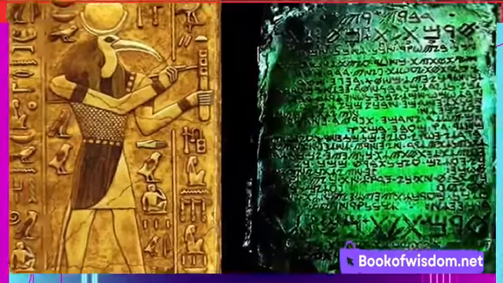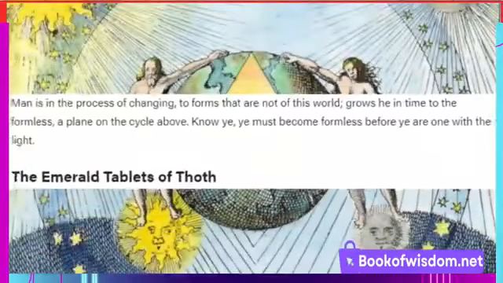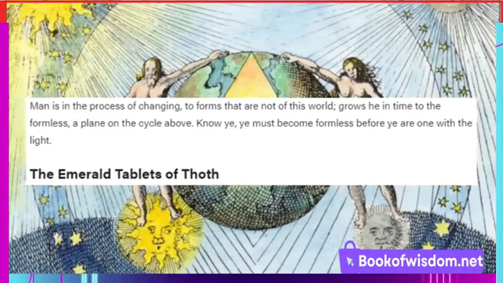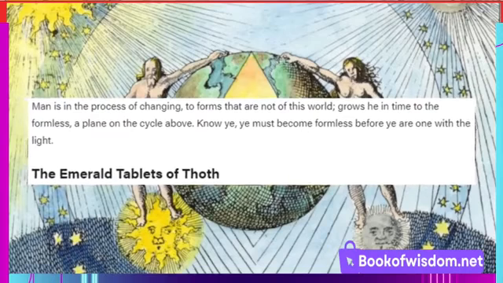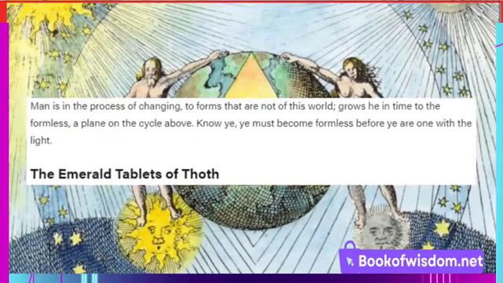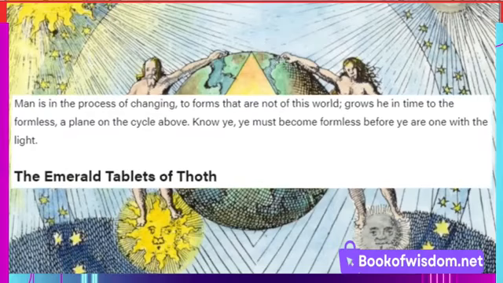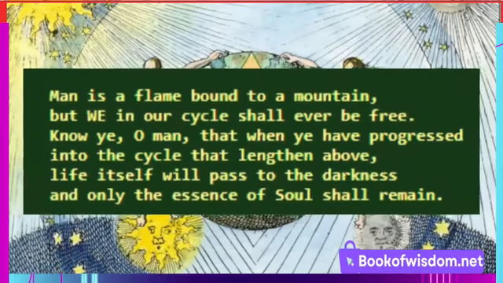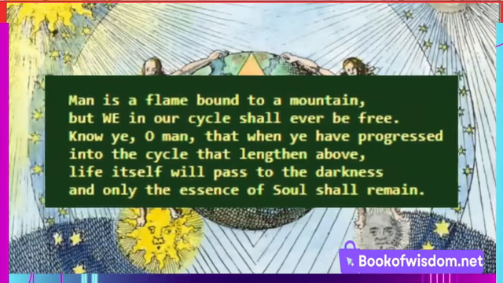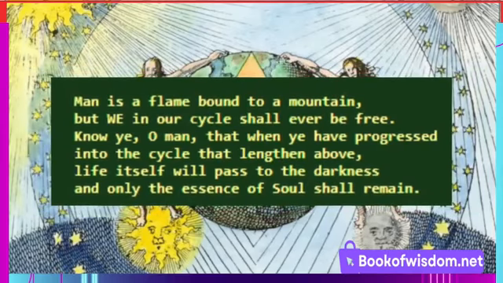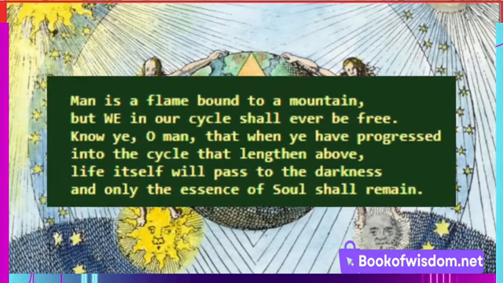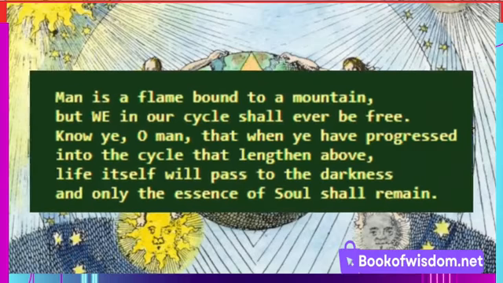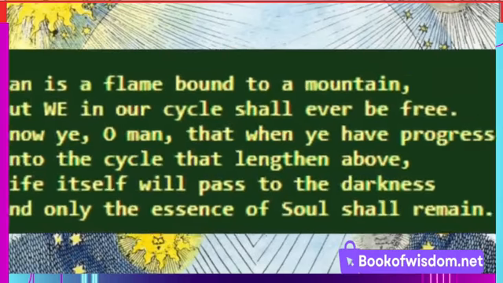As stated in the Emerald Tablets: Man is in process of changing to forms that are not of this world. Grows he in time to the formless, a plane on a cycle above. And another one saying: Man is a flame bound to a mountain, but we in our cycle shall ever be free. Know ye, O man, that when ye have progressed into the cycle that lengthens above, life itself will pass to the darkness, and only the essence of the soul shall remain.